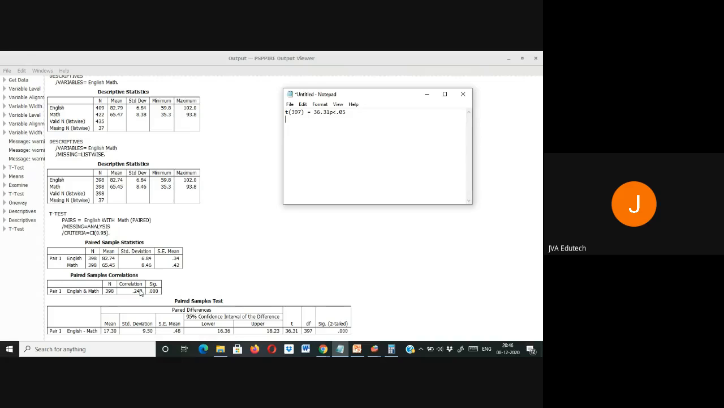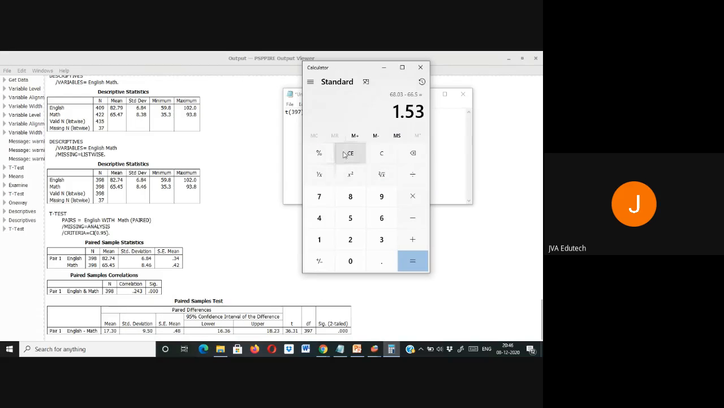There exists a very weak correlation. Then there exists a difference also. P is less than alpha. Reject null hypothesis. So we can say that there exists a difference between the scores of the students in English and maths. Now how much difference is there? So simply calculate it from here. Descriptives: 82.74 minus 65.45. So overall we can write three results out of this.